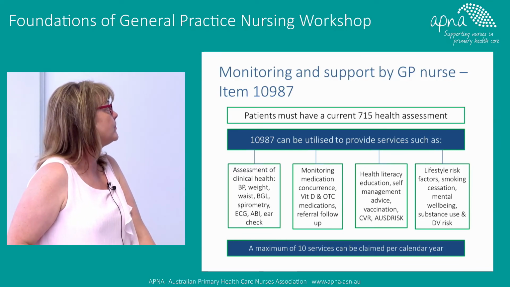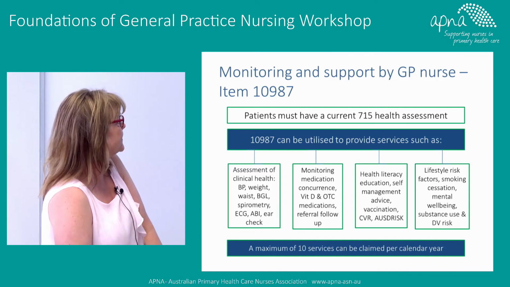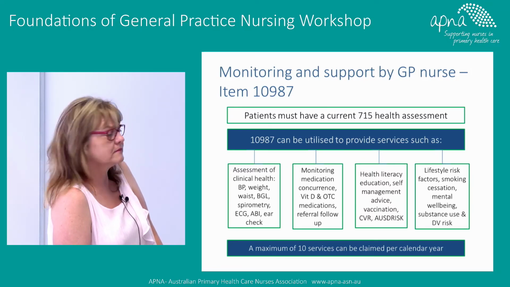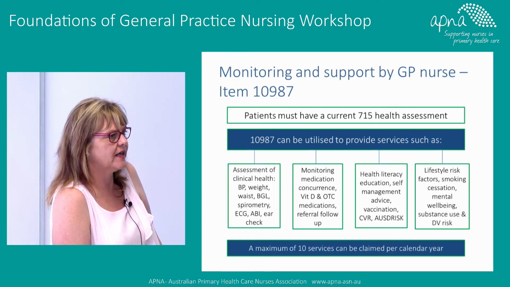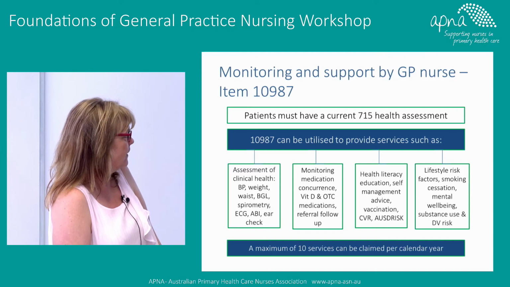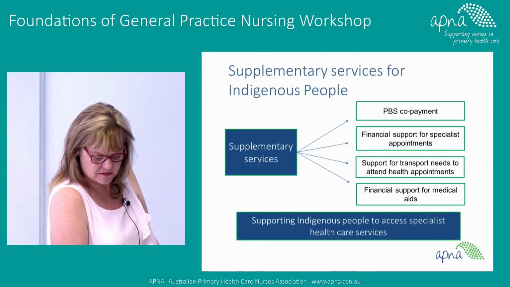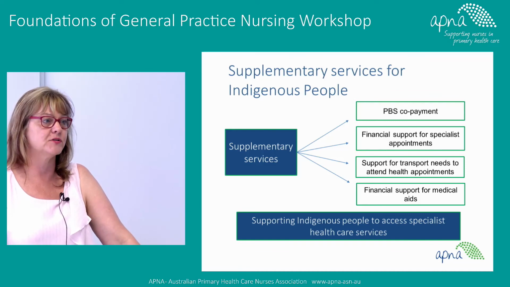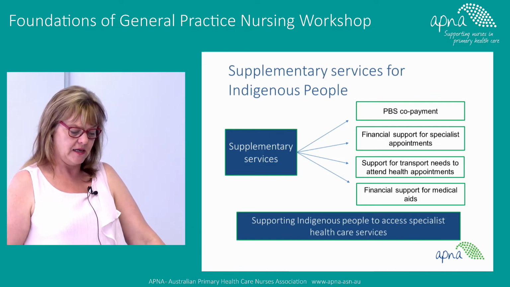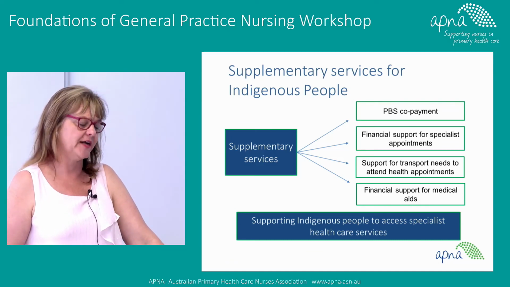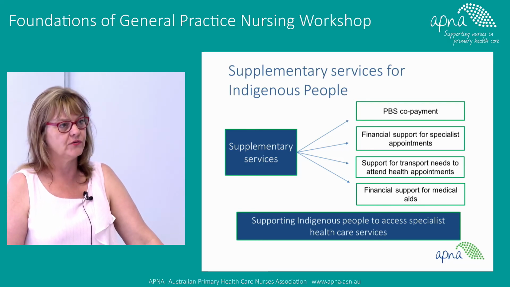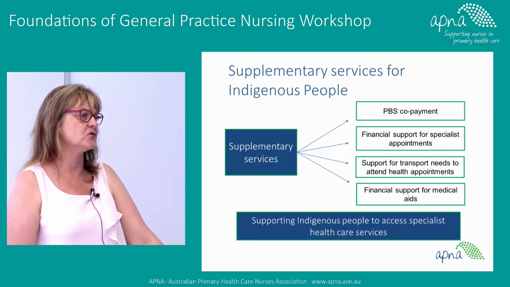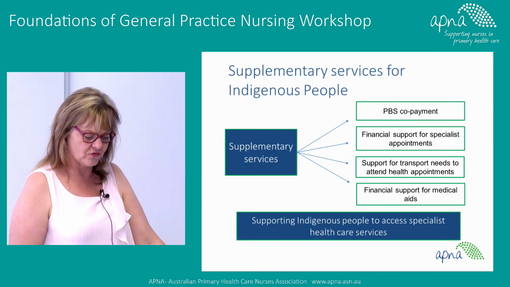As I said, ongoing support, they must have a health assessment, and then they can have the 10 services billed by the nurse for their input into the care. And there are other things that are available for those who do identify as Indigenous. They can have their prescriptions a little bit cheaper under the PBS. If they need to get to specialist appointments, there is some financial support available, and they can also access transport to and from health appointments, and for some medical aids there's also support, so have a look for that.